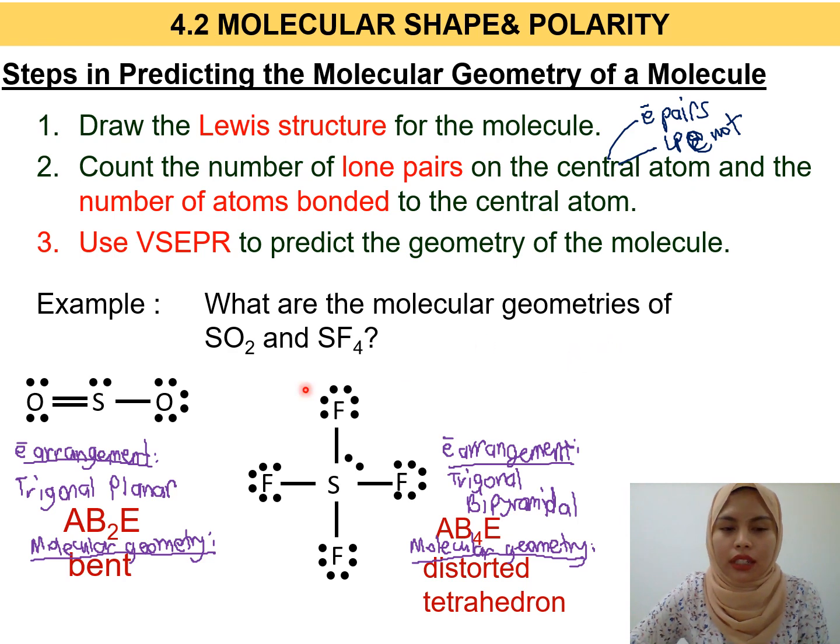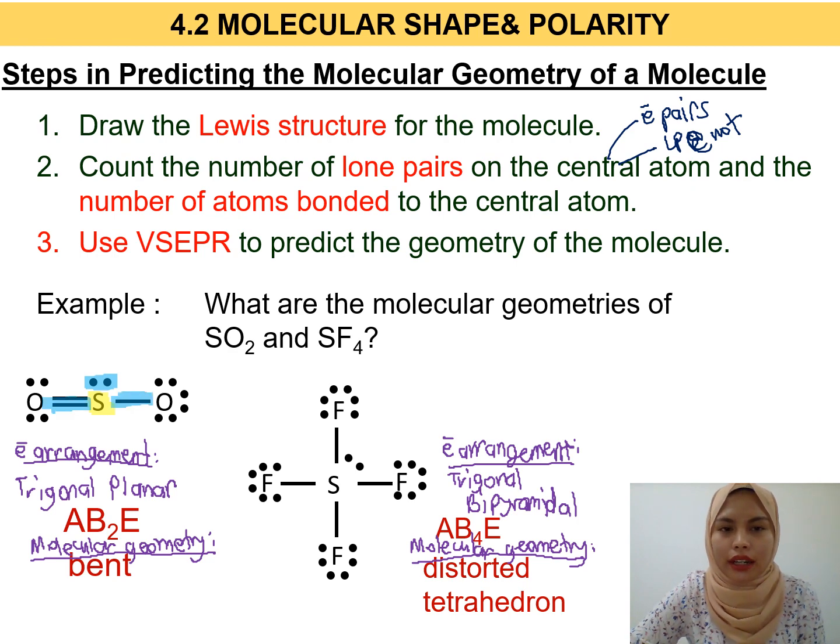Sebagai contoh, if let's say you ada molecule SO2 dengan SF4, what is the molecular geometry for that molecule? So you lukis ada Lewis structure untuk SO2 dan juga SF4. So ni adalah Lewis structure untuk SO2, ni adalah Lewis structure untuk SF4. Okay, Lewis structure bukanlah molecular geometry. Okay, Lewis structure hanya untuk indicate central atom tu punya electron pairs ada berapa. So for example, SO2 di mana S adalah central atom. Okay, so sekarang you tengok dekat central atom S, dia ada satu lone pair dan juga dua bonding pair.